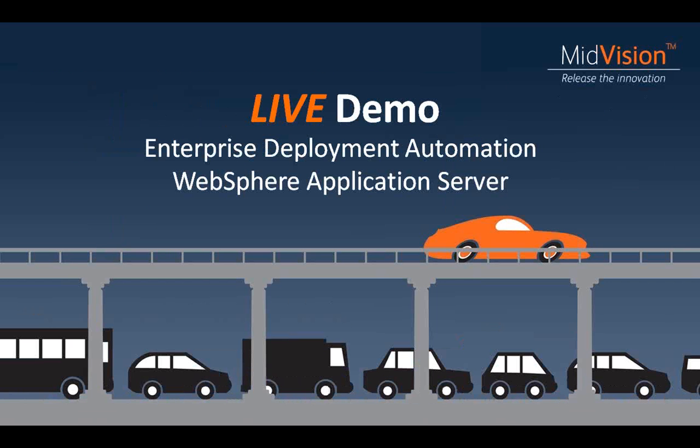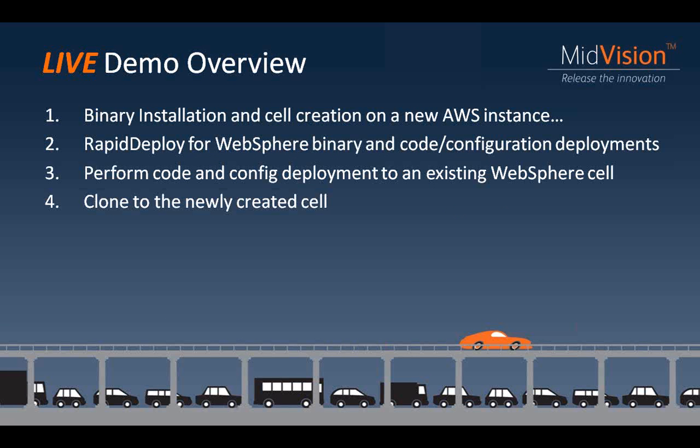Okay, so now we're going to move to a live demo. So I'm just going to give you a quick overview of what we're going to do. The first thing we're going to do is a binary installation of a WebSphere install. So effectively we're going to create a deployment manager and a node agent. Today, for simplicity, we're going to create them on the same node. It will federate those, and it will apply security. And it will do that on a new AWS instance, and I'm going to go into AWS and create that instance.